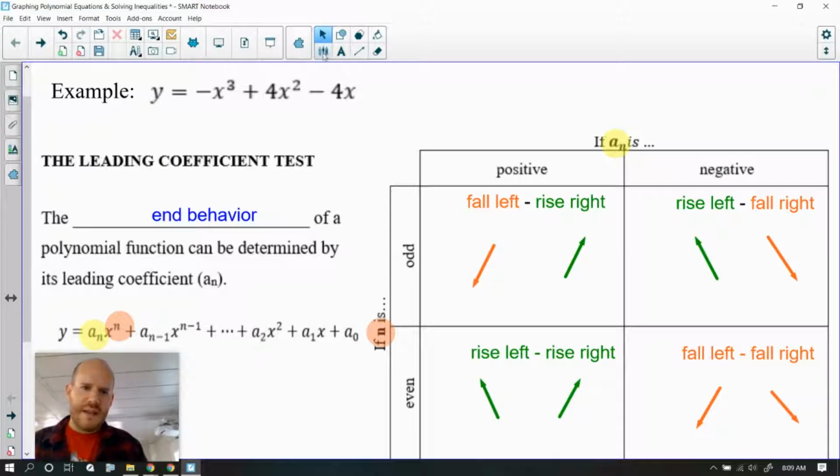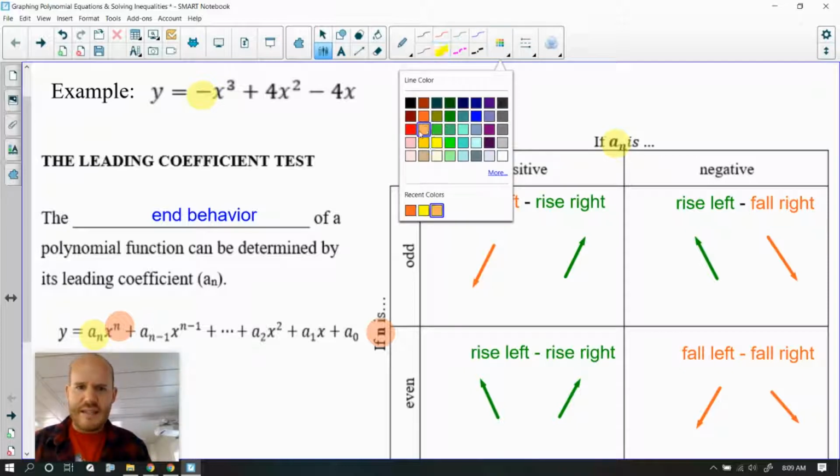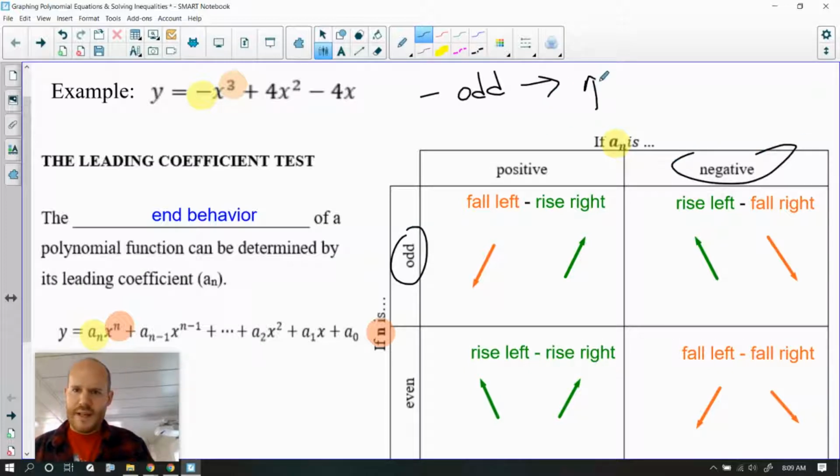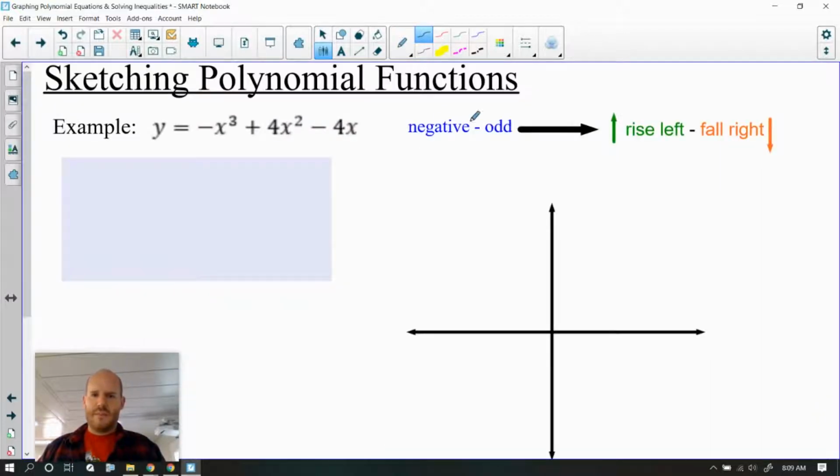So if I'm looking at this polynomial, I have a negative leading coefficient and it is of odd degree. So I have a negative odd. Negative odd tells me that I am going to rise left and fall right at the ends of my polynomial. Great. So if I go to make a sketch with this polynomial, because it's negative odd, I know that it's rising to this side and falling to this side. Now what I have to do is figure out what happens in between.